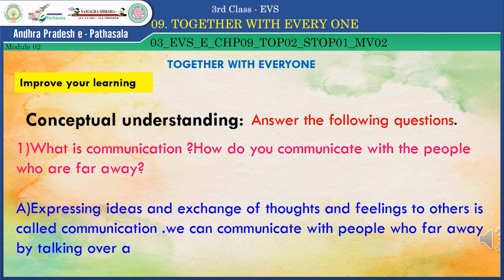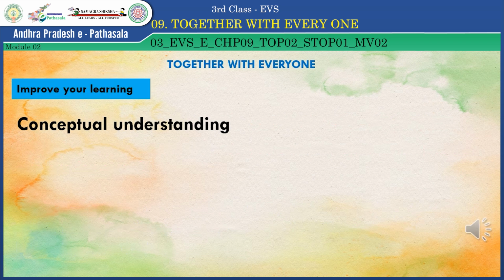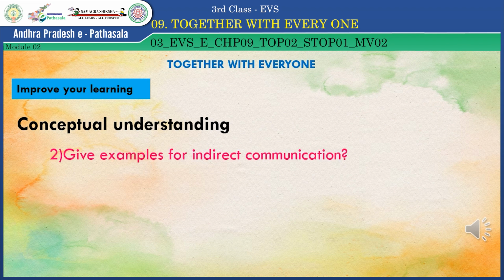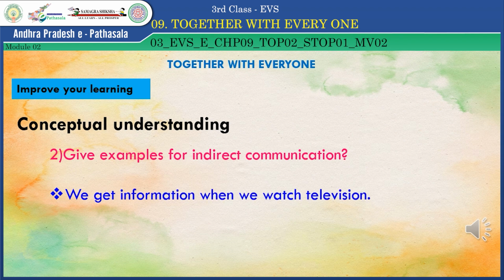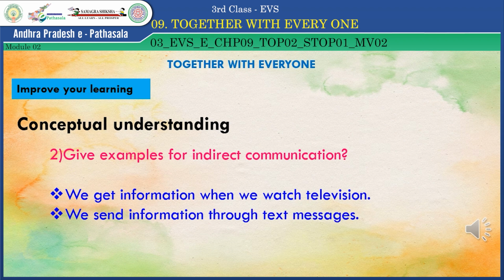Ready for the second question? Children, second one. Give examples for indirect communication. Excellent, children. The answer is we get information when we watch television. We send information through text messages. Shall we go to the third question?